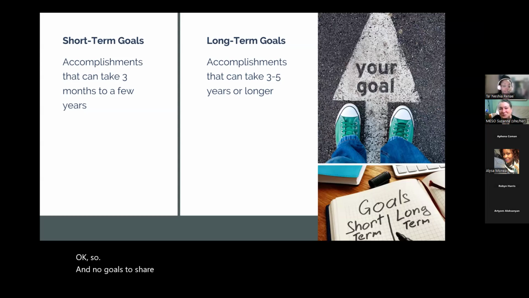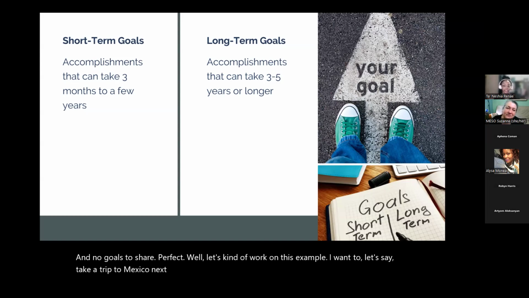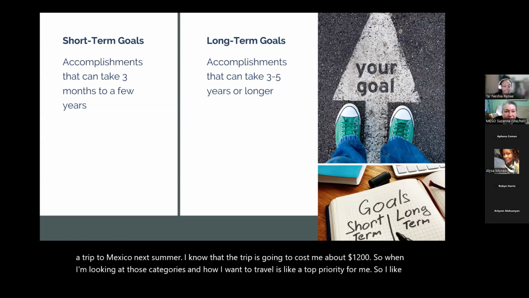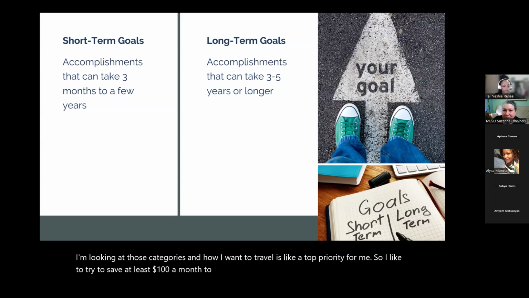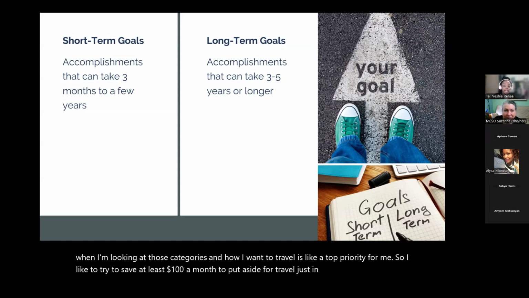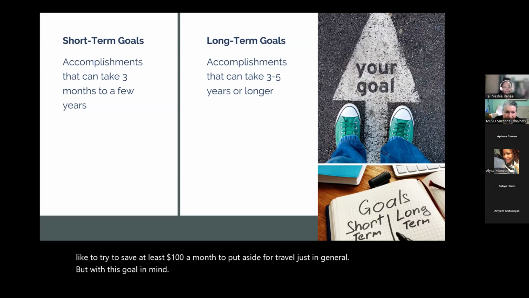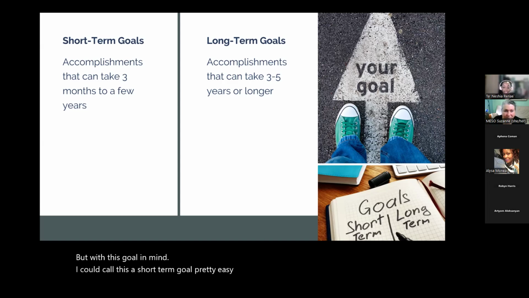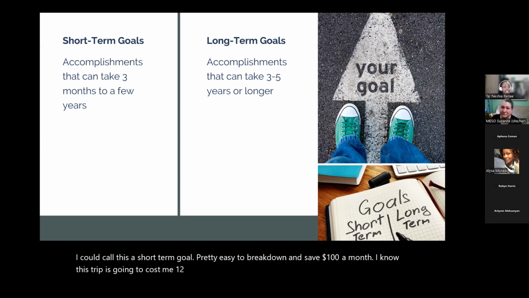Perfect. Well, let's work on this example. Let's say I want to take a trip to Mexico next summer. I know the trip is going to cost me about $1,200. When I'm looking at those categories, travel is a top priority for me, so I try to save at least $100 a month to put aside for travel in general. With this goal in mind, I could call this a short-term goal, pretty easy to break down and save $100 a month. I know this trip is going to cost me $1,200. Plan in advance and really prioritize that.